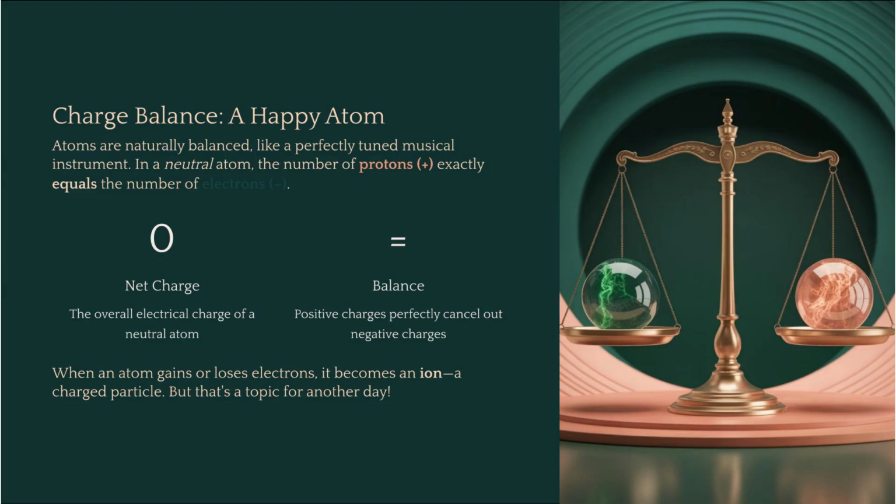For an atom to be balanced and stable, we call this a neutral atom. It needs to have the same amount of positive charge as negative charge. That means the number of protons, positive, must exactly equal the number of electrons, negative. If you have a group of 10 friends and 10 enemies, the net impact is 0. It's the same with atoms, a perfect electrical balance. If this balance is thrown off, the atom becomes an ion, which is a charged particle. But that's a topic for another lesson.